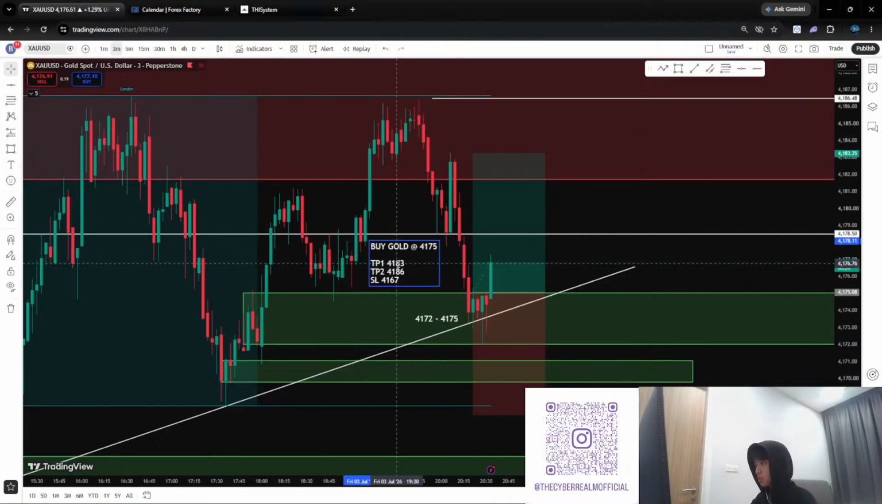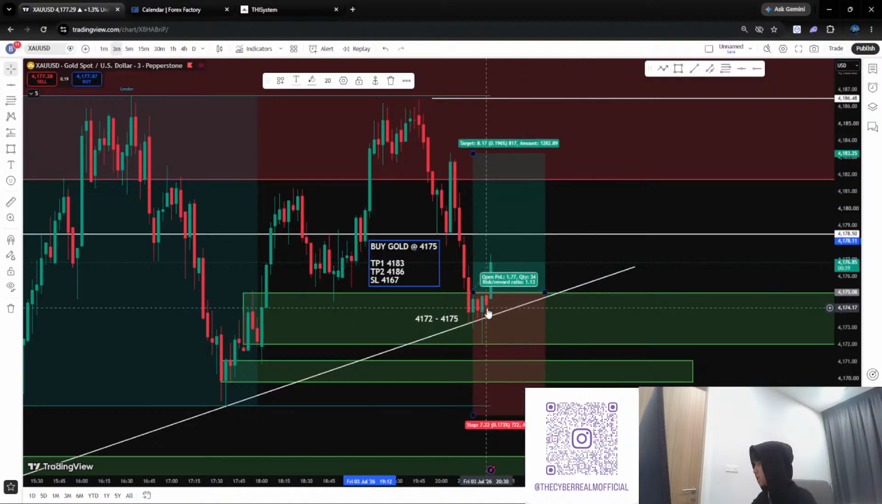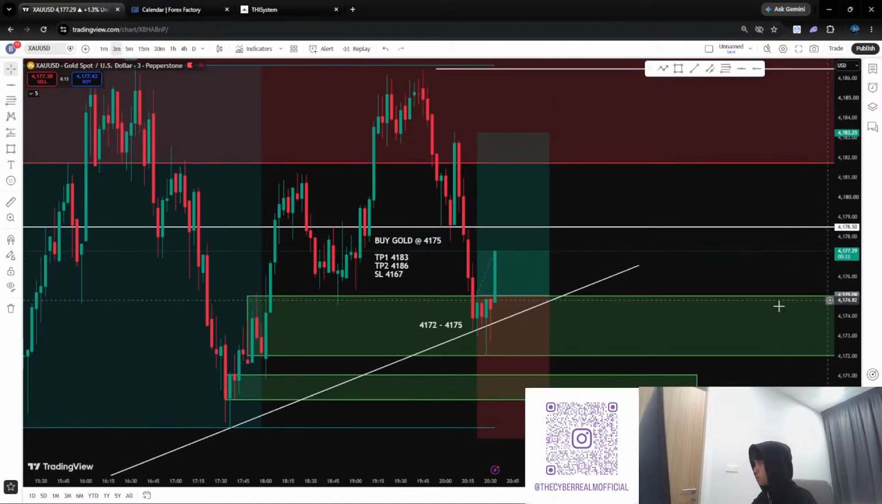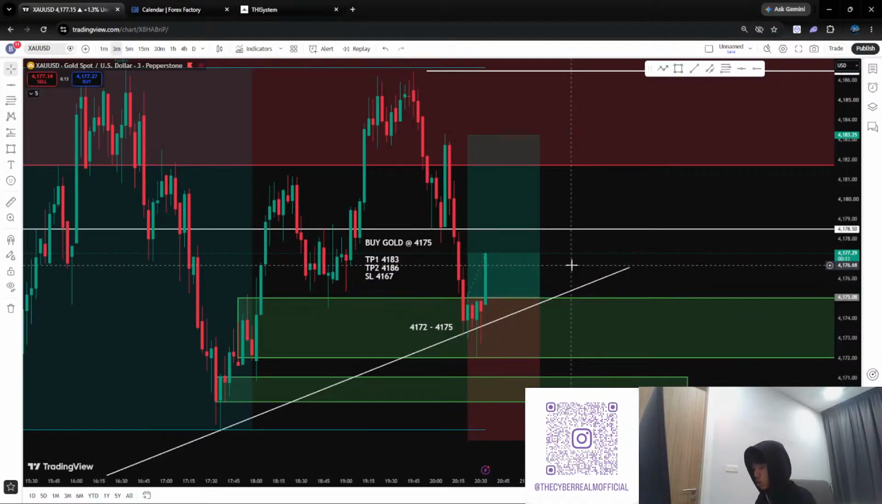Still at this area, not much momentum. If you guys had a late buy, right now you are profiting. If you followed my entry, which is 7.5, we are also profiting, just not as much. It is still around 20 pips. So let's see how this trade works.